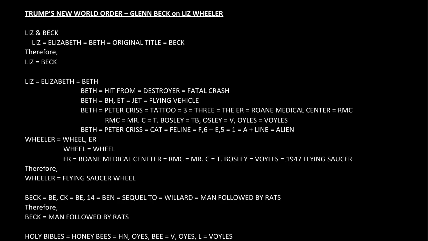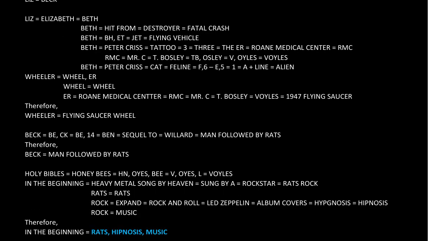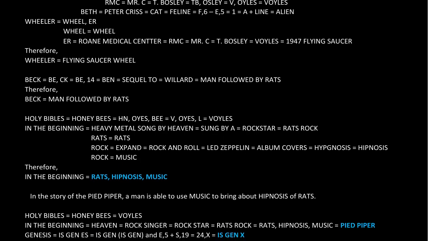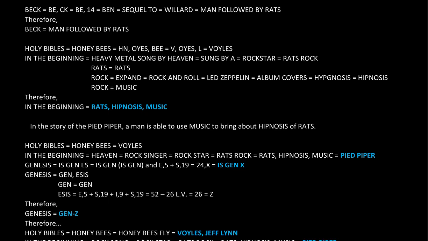Wheeler becomes Will, and ER becomes Voiles, which is 1947 flying saucer. So from the name Wheeler, we get flying saucer, Will. All right, Beck becomes Ben. Ben is a sequel to the movie Willard, which is a movie about a man who had control over rats. Holy Bibles equals honeybees equals Voiles. In the Beginning is a heavy metal song by the band Heaven.